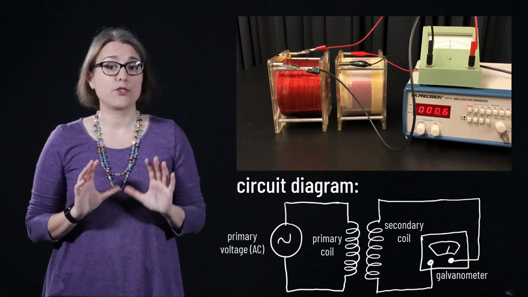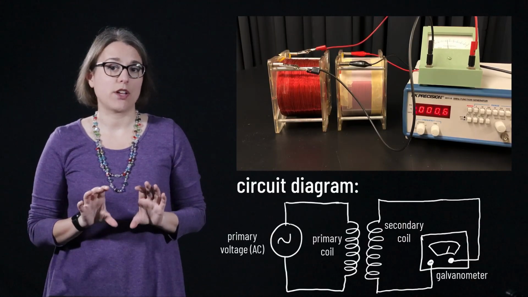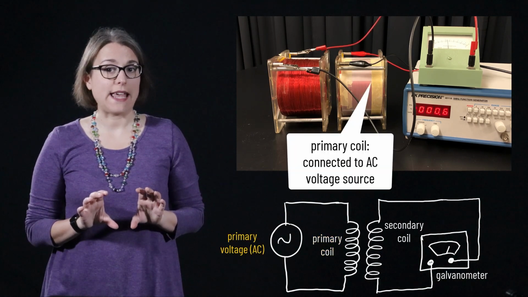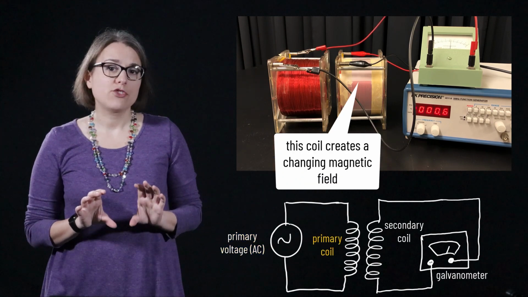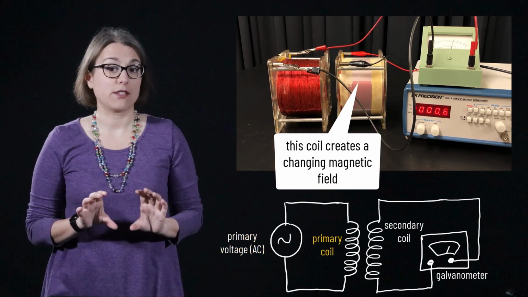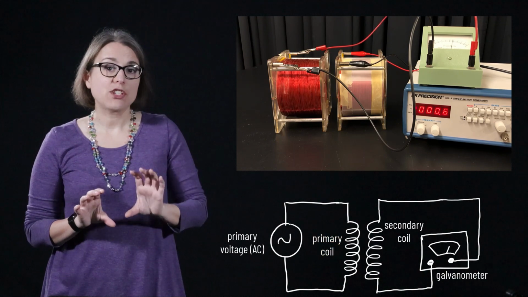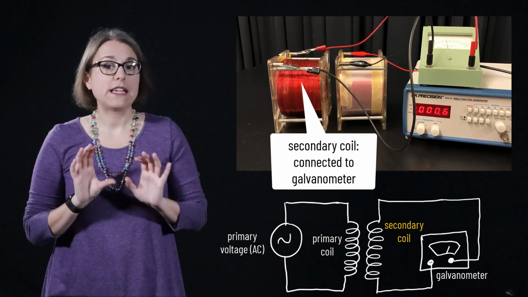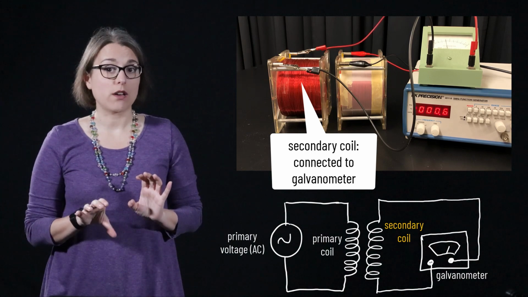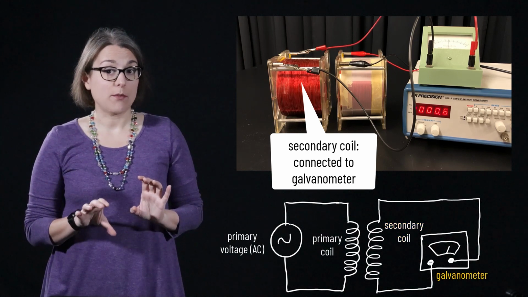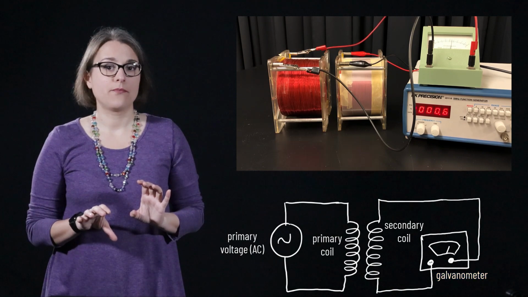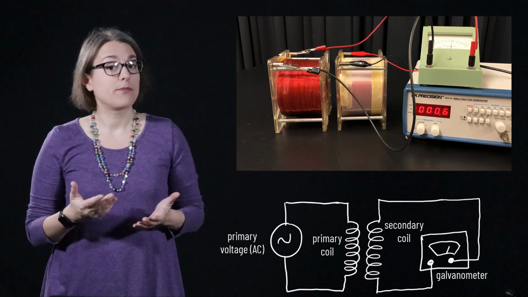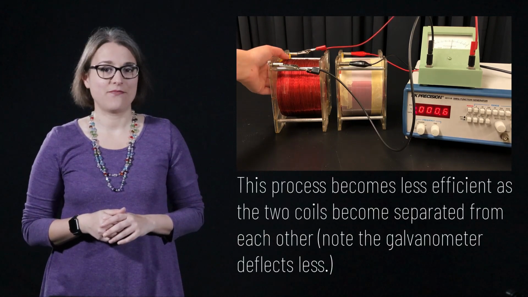In this video, I have two coils of wire located near each other. One of the coils, called the primary, is connected to an AC voltage source. This generates a changing magnetic field in the primary coil. That changing magnetic field is large enough to overlap with the secondary coil, inducing voltage in that secondary coil. We can see that on the galvanometer connected to the secondary. Because the secondary is connected in a complete circuit, current flows. This current is also AC.